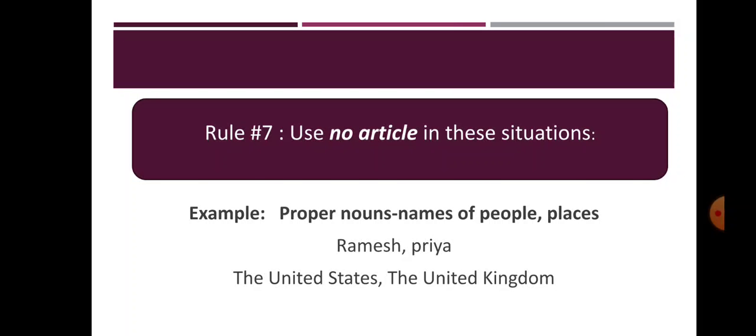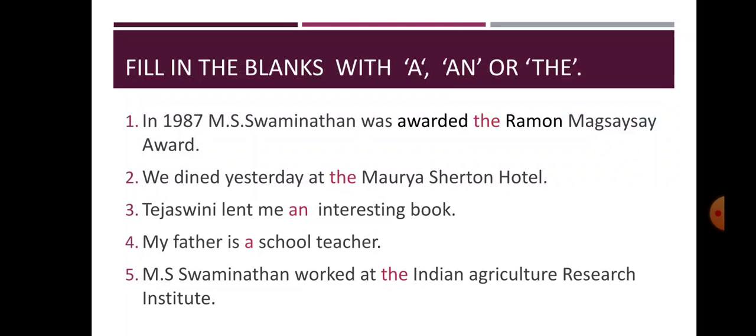Now let us move to our textbook, page number 30 of your textbook. Fill in the blanks with a, an, or the. In 1987, M.S. Swaminathan was awarded the Raman Magsaysay Award. We dined yesterday at the Maurya Sheraton Hotel. Tejaswini lent me an interesting book. My father is a school teacher. M.S. Swaminathan worked at the Indian Agriculture Research Institute.